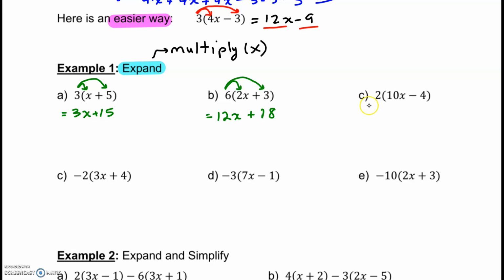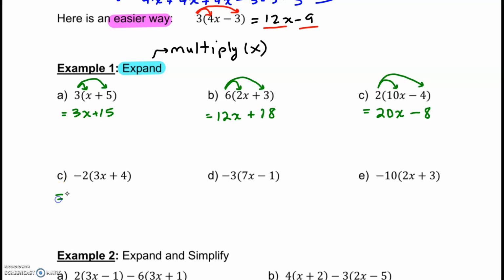All right, let's try this next one. You're going to do positive 2 times 10x. So 2 times 10 we know is going to be 20, and then we keep that x there, 20x. And now let's try the next one. So it is positive 2 times a negative 4, and that's going to give me a negative 8.